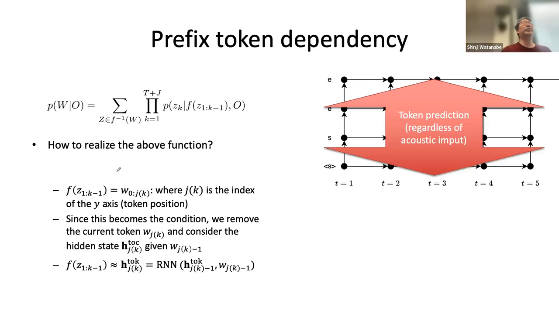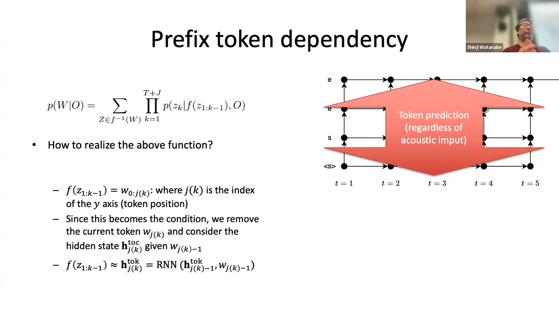And we do the same thing for the vertical axis. Regardless of the acoustic input, let's try to prepare the token prediction function. How to model that? We can just use a language model, a decoder network, right? So in this case, we try to get the hidden state based on the previously estimated hidden state and the previously obtained sequence and so on. By using it, we could replace this condition with information about the token. Note again that 1 to k minus 1 means the subsequence up to that point, right?